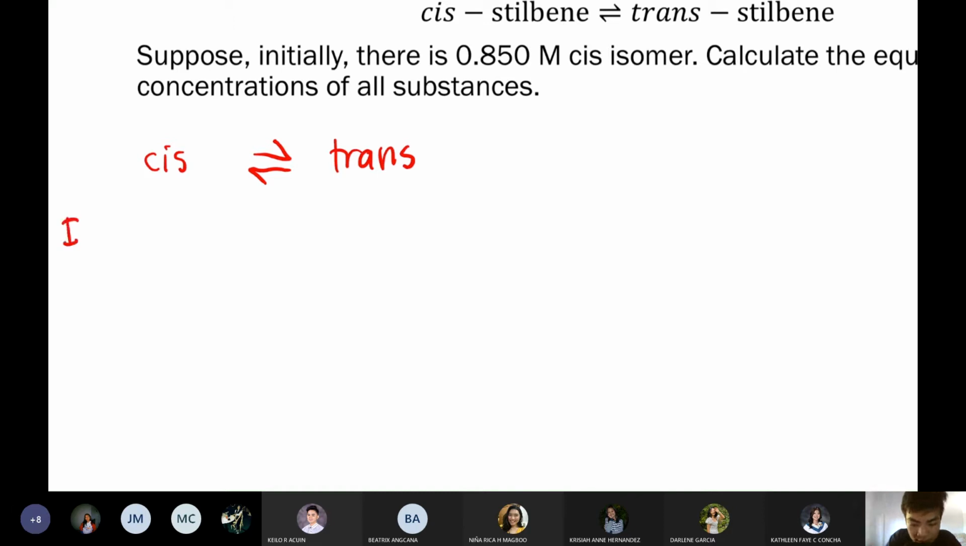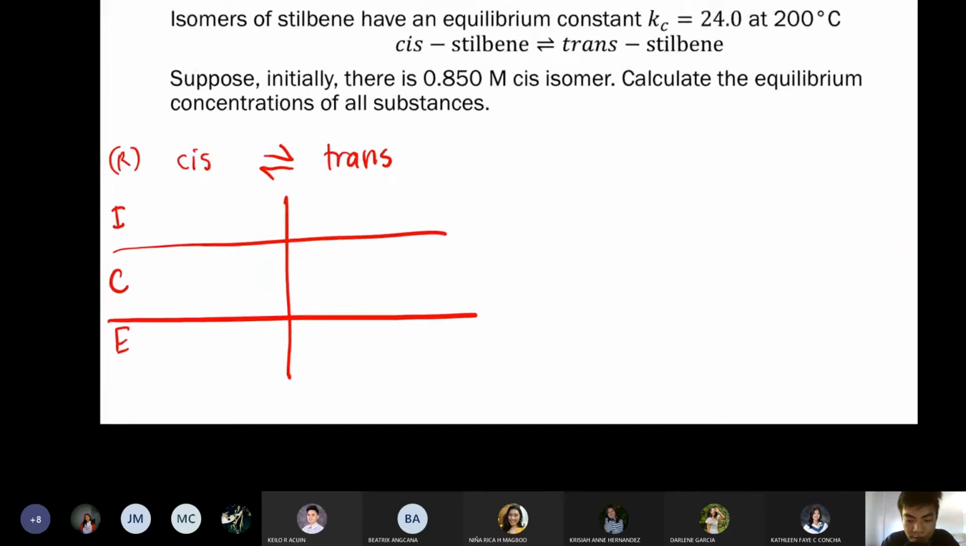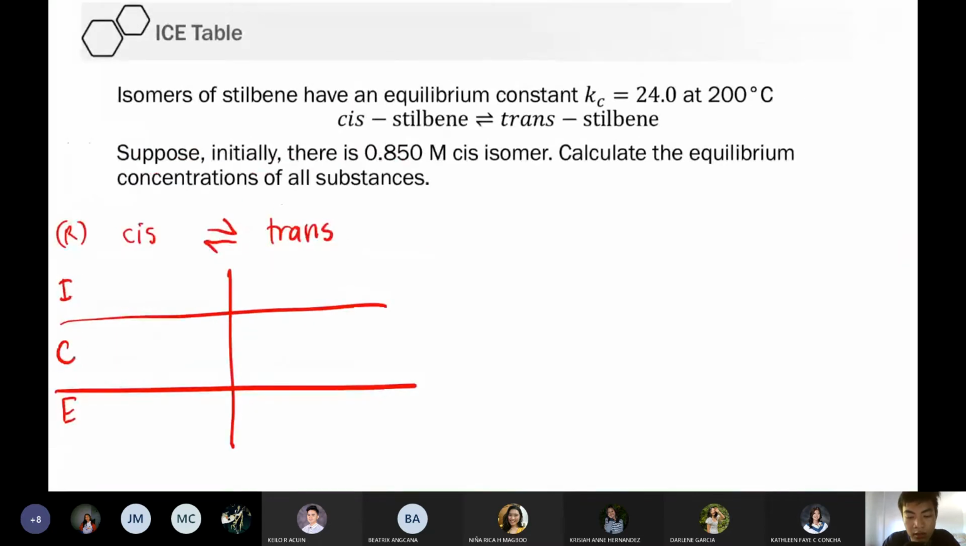Okay, so the I, C, and E. Since this is a table, you may want to show the table part. You want to draw lines. Okay, so this is the ice table or the rice table. The R represents the equation. So what you're going to do here is plug in whatever is given in the problem into the table.